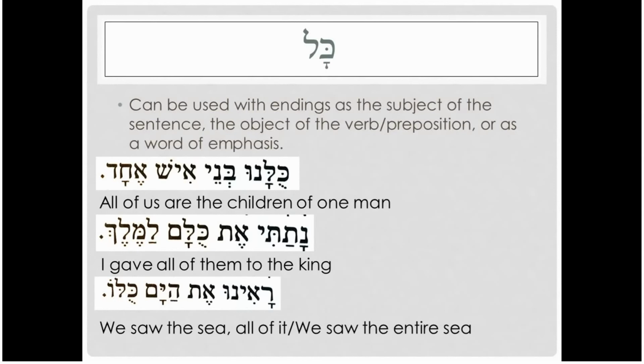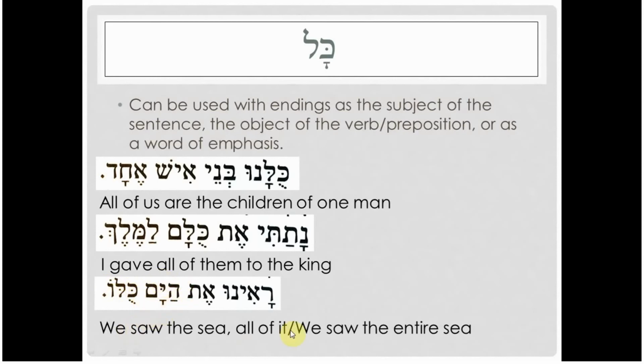Ra'inu et hayam kulo. We saw, so this is from ra'ah, right? The hay is dropped off, and you're left with the yod and the nu, first common plural. We saw, what did we see? Et hayam, we saw the sea. Okay, so that's self-standing, but then the kol can be used to emphasize that, or literally all of it. All of it, and it, of course, referring back to the yam.